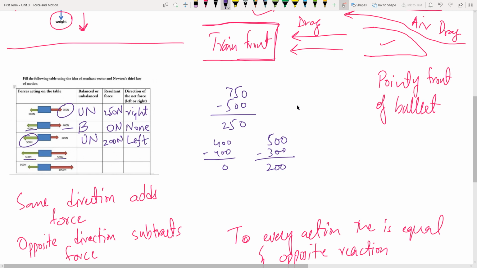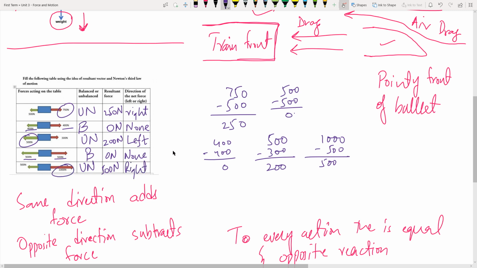For the second last case, again, forces are equal. So 500 minus 500 gives you 0. It's 0 newtons. It is not going to have any direction, so that is none. It is a balanced force since they're equal to one another, so no motion is going to be there. In the last case, it is 1000 newtons minus 500 newtons. So the resultant force is going to be 500 newtons. This is an unbalanced case, and the direction of the force is going to be to the right, as this is the dominant force.